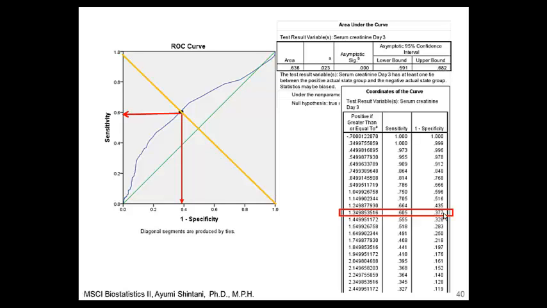But this is a very simple criterion based merely on the numbers. Your best cutoff should be chosen based on clinical judgment. For some diseases, you should definitely not miss it because it would cause a fatal outcome.